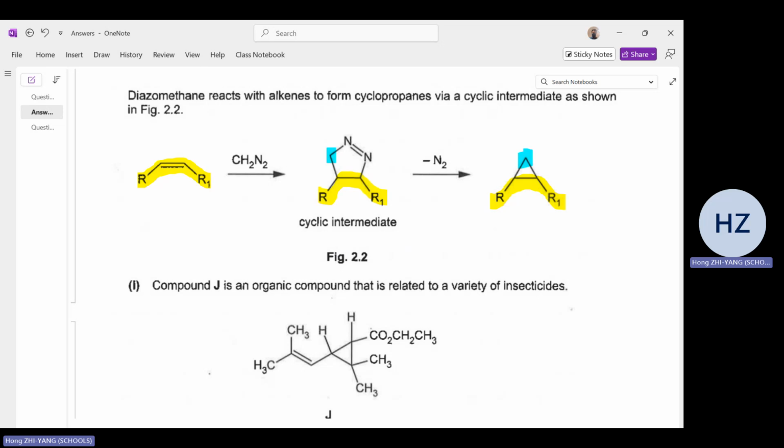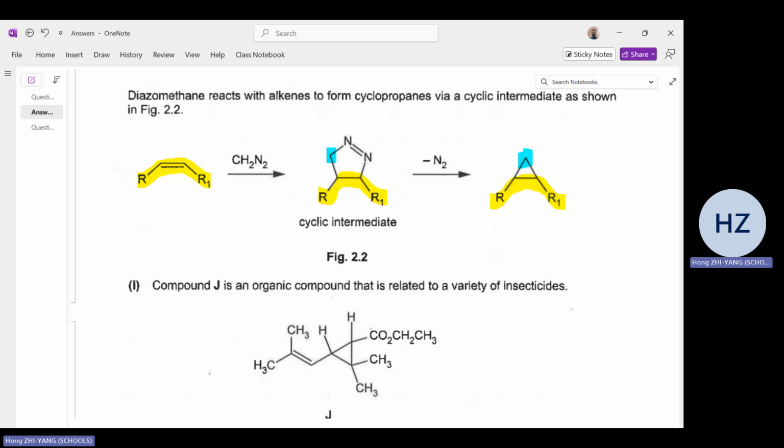So the red, no, red, what red? The yellow part is the alkene. The blue part is the diazo compound, right? I think it's called diazo compound. Yeah, the diazo compound thing, right? So the blue part is the leftover from the diazo. So the nitrogen molecule leaves, and then the blue color part forms the triangular shape, right?